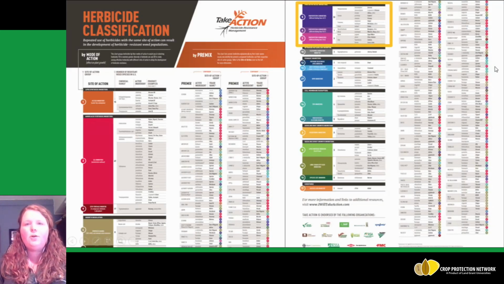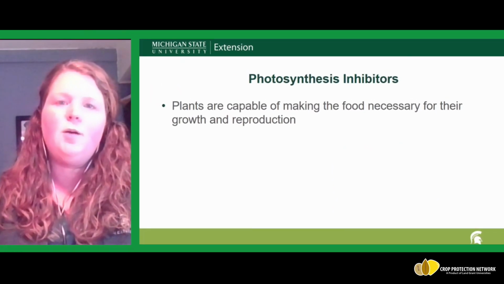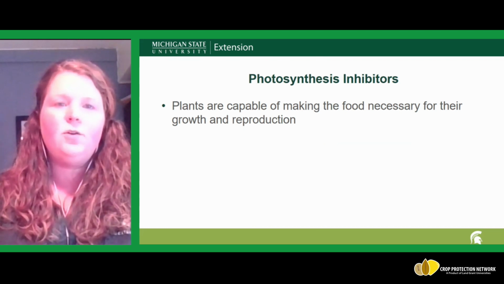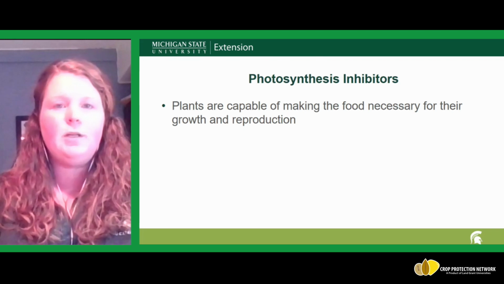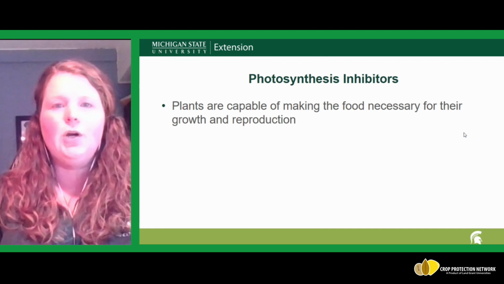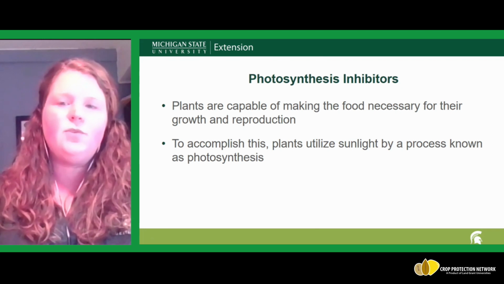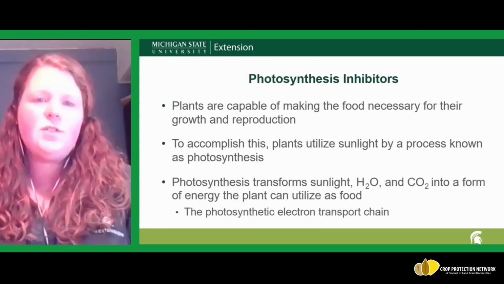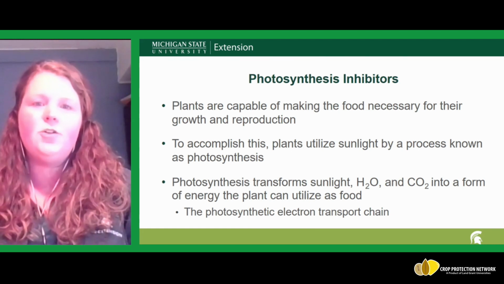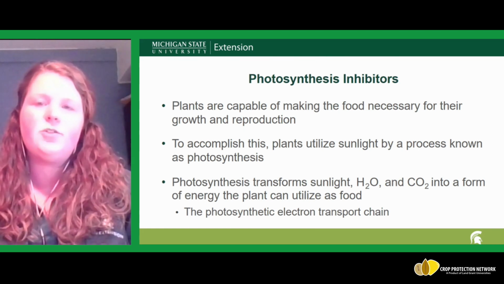The next site of action we're going to go over are photosynthesis inhibitors. And photosynthesis inhibitors are unique to plants because plants photosynthesize. And plants are able to make their own food necessary for growth and reproduction because unlike you or I, they cannot eat. So they must make their own food to continue to grow. And to accomplish this, plants must utilize sunlight in a process known as photosynthesis. And photosynthesis transports sunlight, water, and carbon dioxide into a form of energy that the plant can actually utilize as food. And how they do this is the photosynthetic electron transport chain.